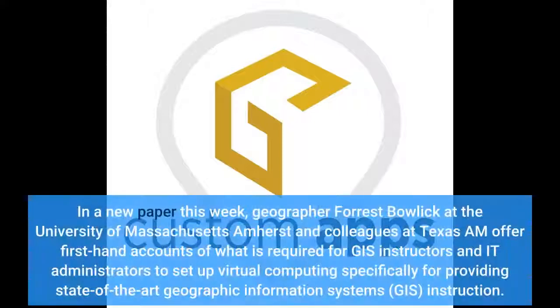In a new paper this week, geographer Forrest Bowlick at the University of Massachusetts Amherst and colleagues at Texas A&M offer first-hand accounts of what is required for GIS instructors and IT administrators to set up virtual computing specifically for providing state-of-the-art geographic info.